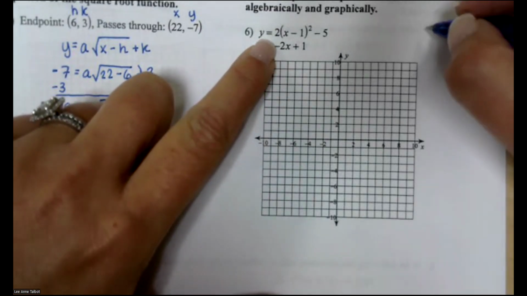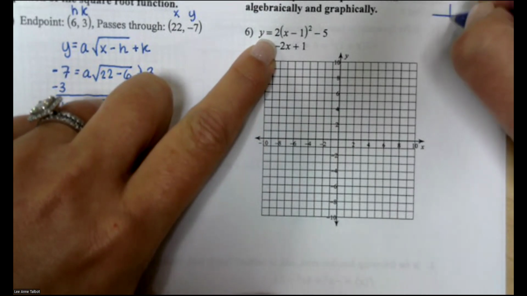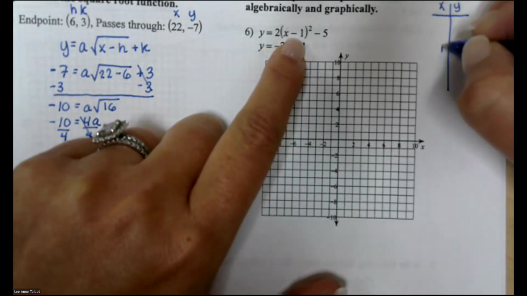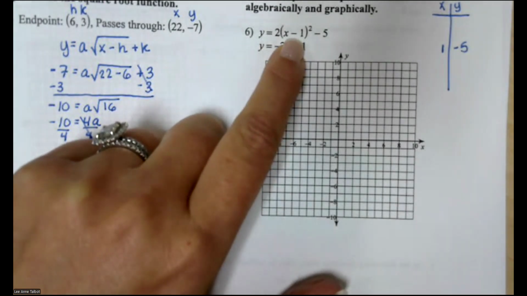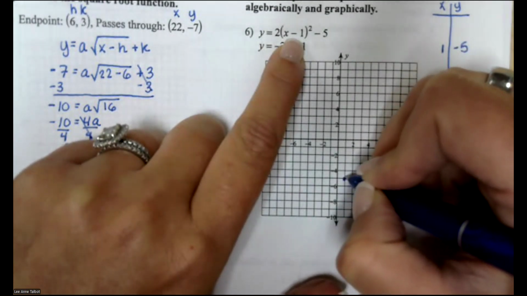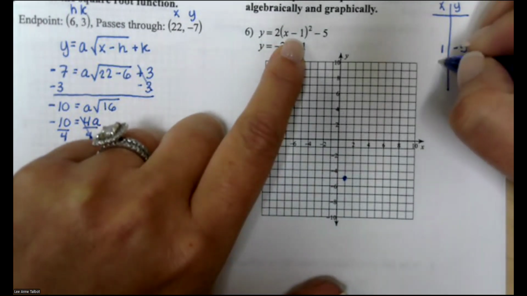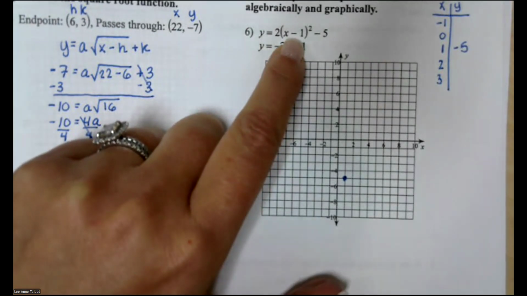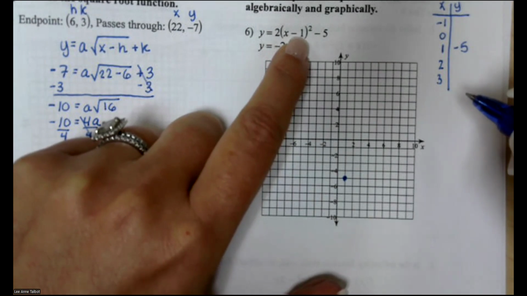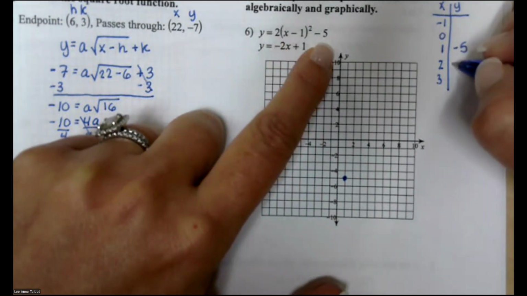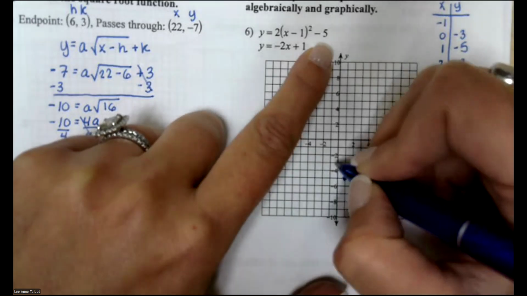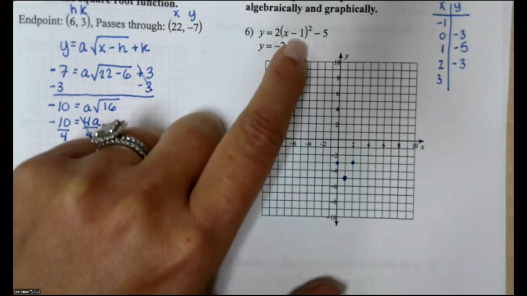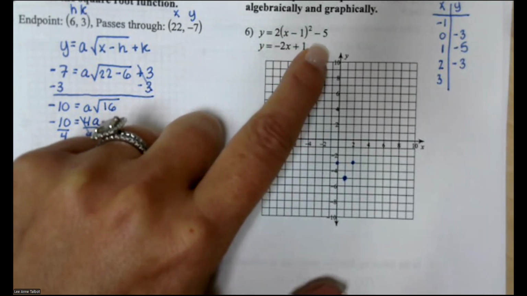Okay, so for the parabola, the vertex is (1, -5). Okay, 2 minus 1 is 1. 1 squared is 1 times 2 is 2 minus 5 is -3. 3 minus 1 is 2 squared is 4, times 2 is 8, minus 5 is 3.